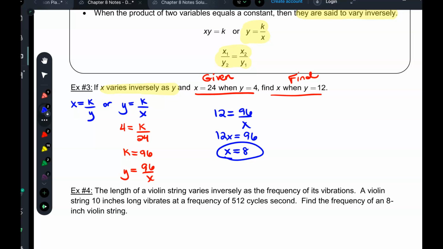You can also use the proportional method. The difference with the proportional is that they're swapped. They're opposite of how I had the directly proportional.